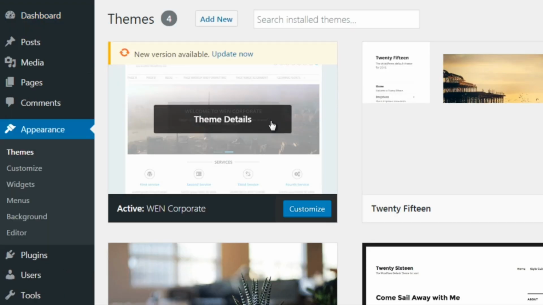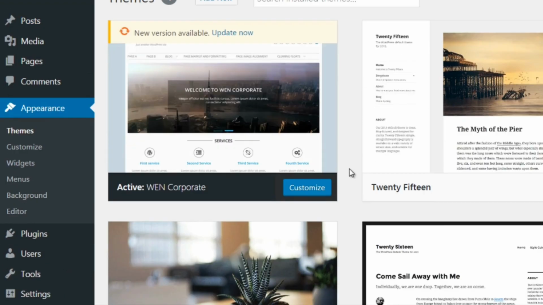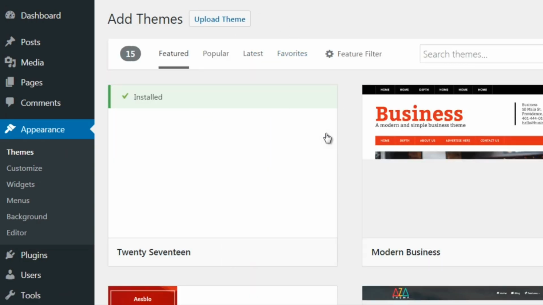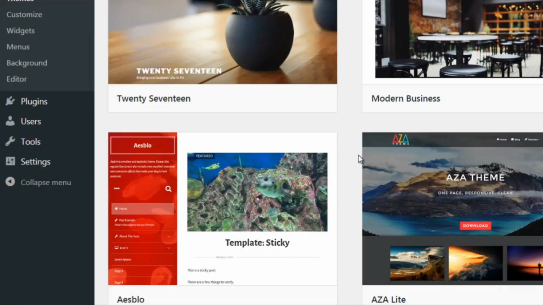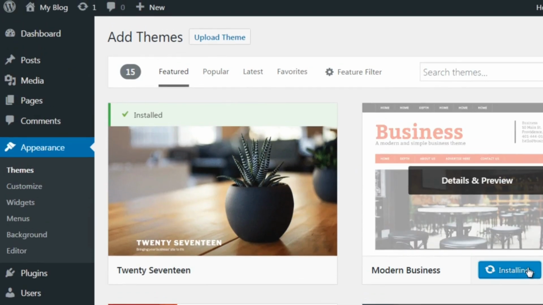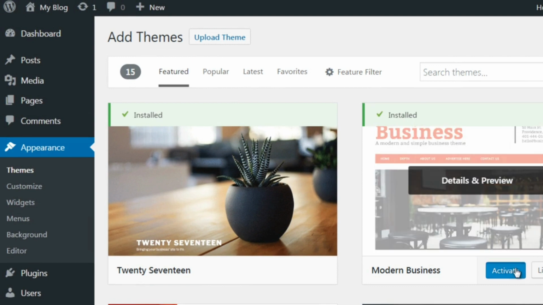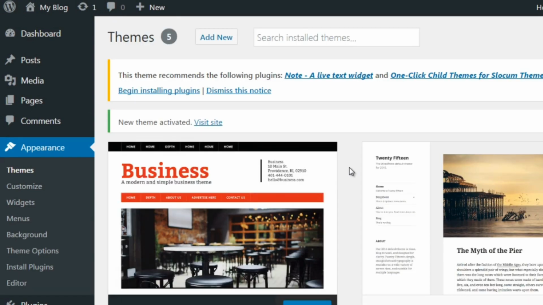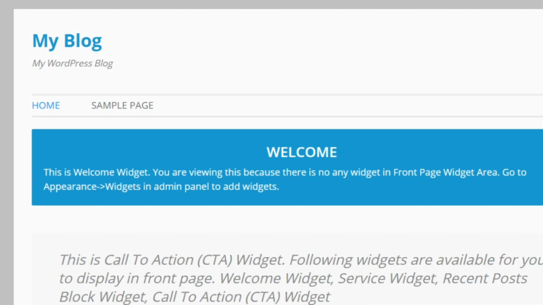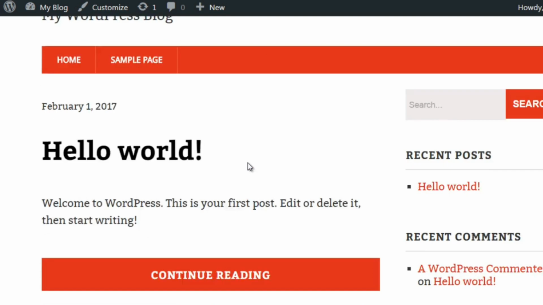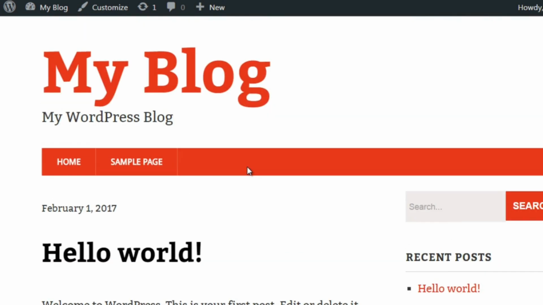You can also change the appearance by going to appearance and themes. So let's say, for example, we don't like this particular theme. We can always go to add new, and we can find another theme. We can click install, for example, and it's installed. We can activate it. And if you go to the live site, you can literally see that the blog design has been changed.